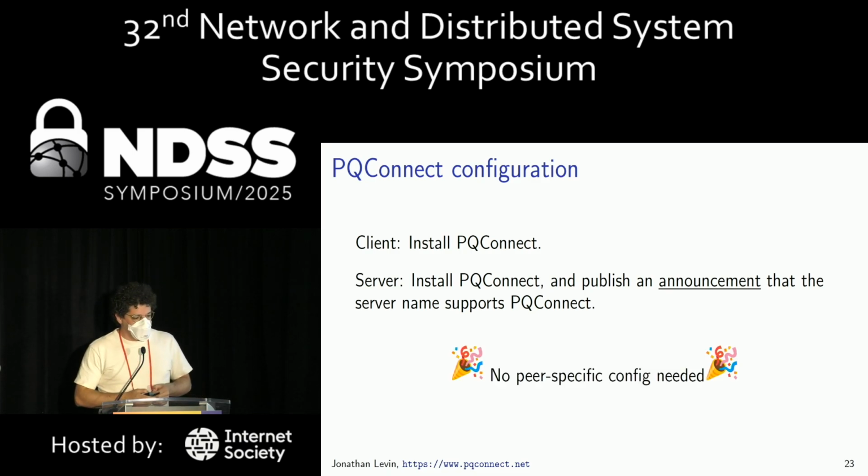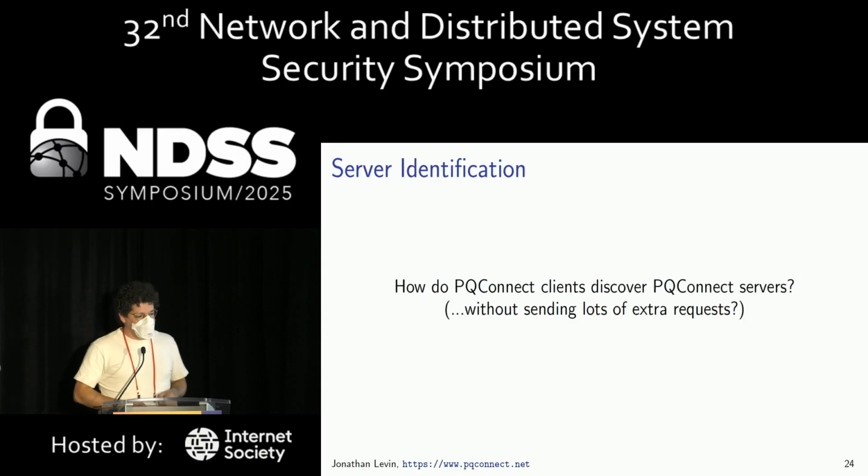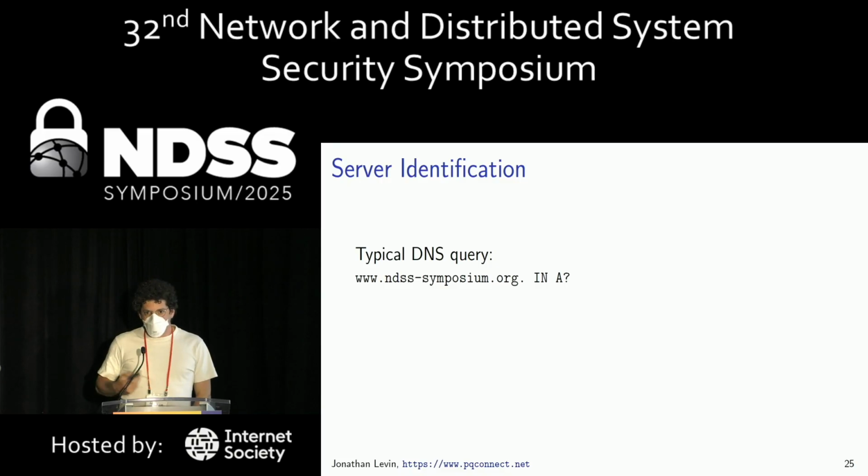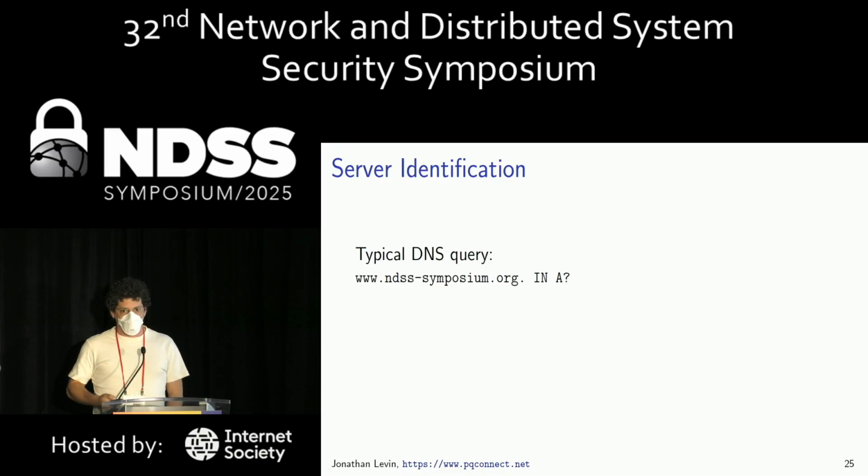Okay. The important thing, though, is just that you don't need a peer-specific configuration, and that's the really cool part. So how do PQConnect clients discover PQConnect servers, and how do they do that without sending lots of extra requests to those servers? We use DNS to advertise server support for PQConnect.